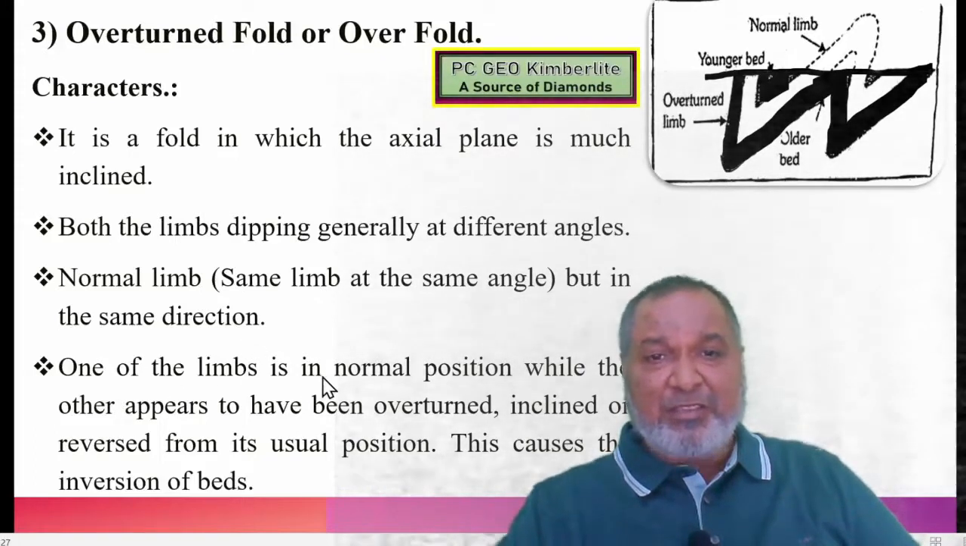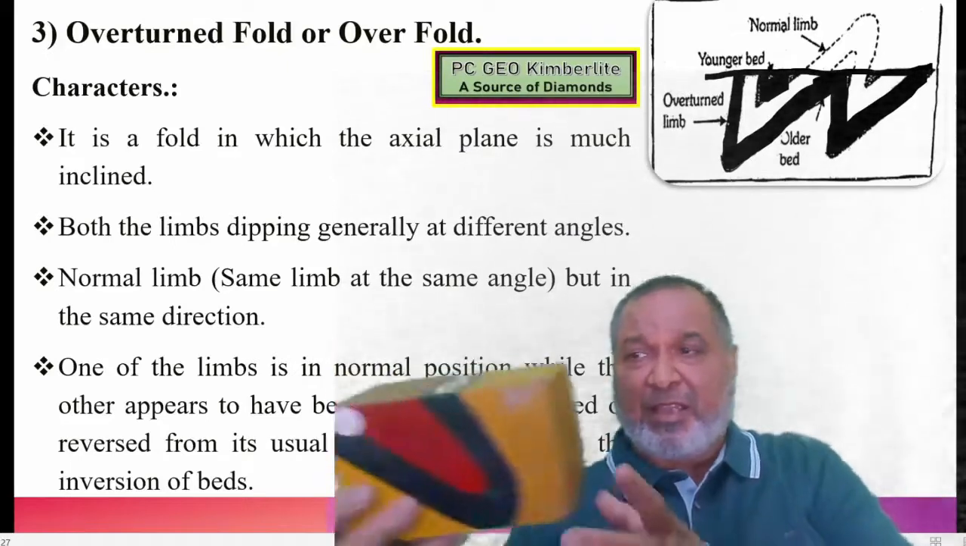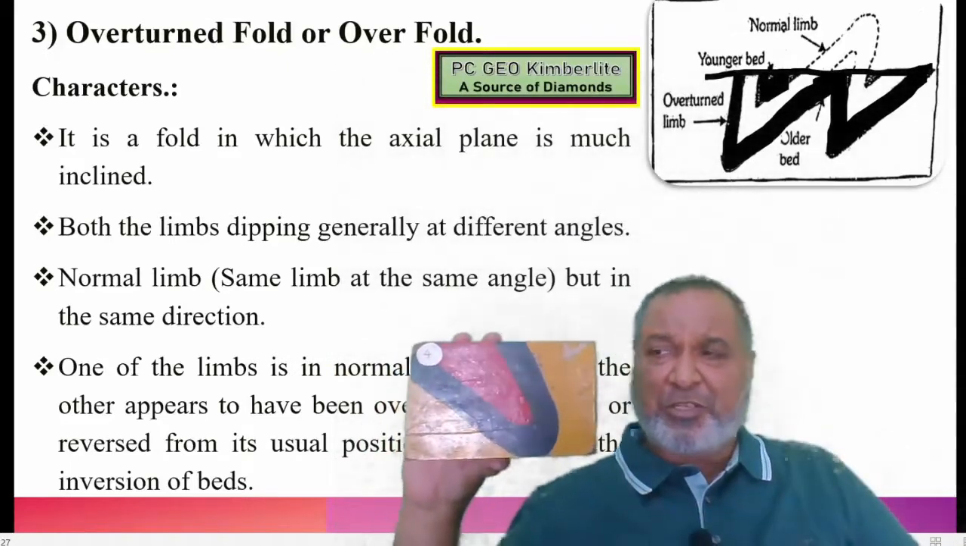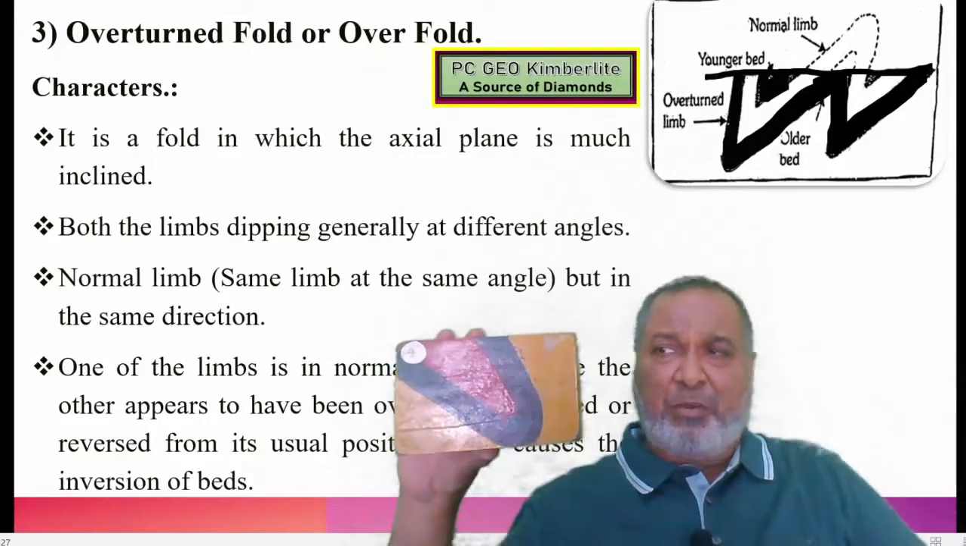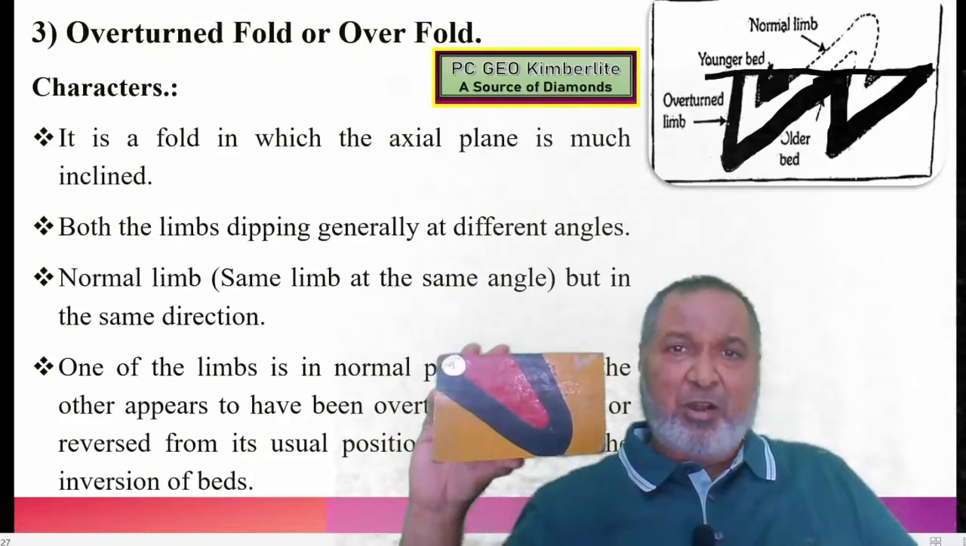One limb is in the normal position, another one is overturned, inclined, or in a reverse position, caused by the reversion of the bed. This is the block diagram, whatever we have shown in the picture. Here we have shown one block diagram. Yes, that is the overturn, or overfold.